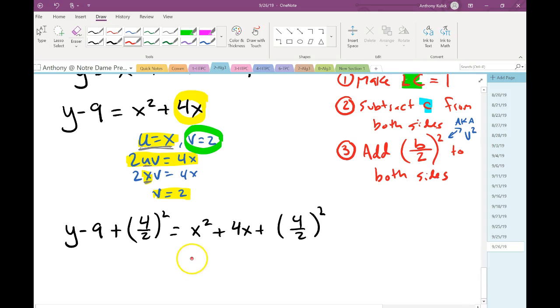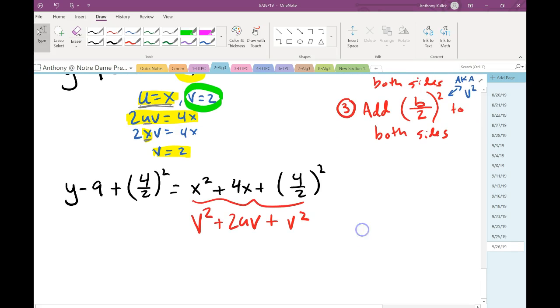So what we have here is v squared plus 2uv plus v squared. That is now in the proper form, so I can factor it. How can I factor that? I know that this is equal to (u plus v) squared. In our case, u is x and v is 2.